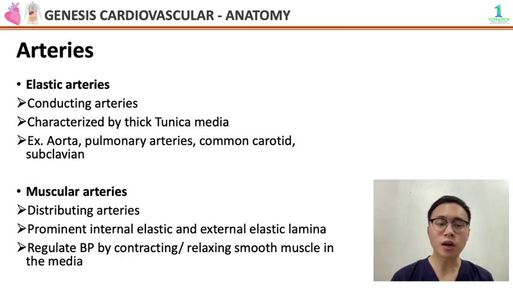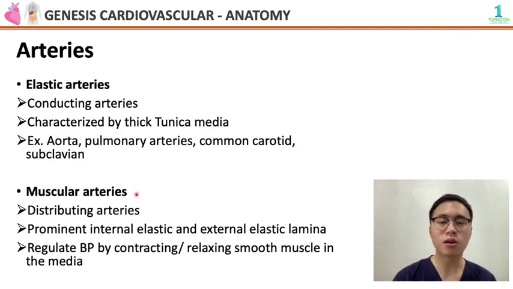So now let's talk about the arteries. So maraming types of different arteries, and in the body you have arteries of different shapes and sizes. No? So you have elastic arteries. Pag sinabi nating elastic arteries, these are considered to be conducting arteries. Okay, so they are characterized by the presence of a thick tunica media. And when we talk about elastic arteries, think of the big blood vessels. So examples natin dito would be the aorta, the pulmonary arteries, the common carotid, and the subclavian. Okay, yung mga malalaki to.